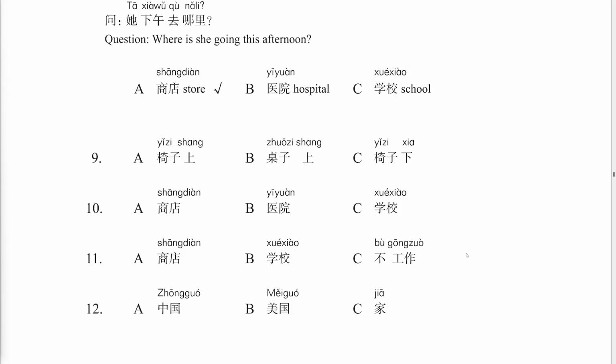9. 这是我的小猫，在椅子下面。她的猫在哪儿？So which one? C. 椅子下面。10. 他儿子叫李鹏，在商店工作。他儿子在哪儿工作？Right. A.